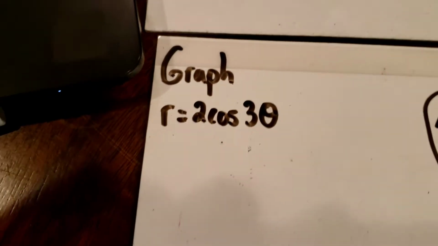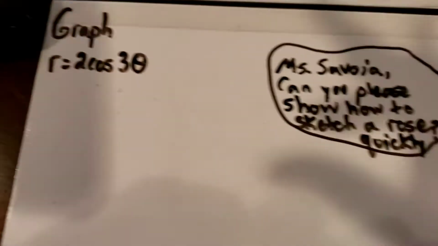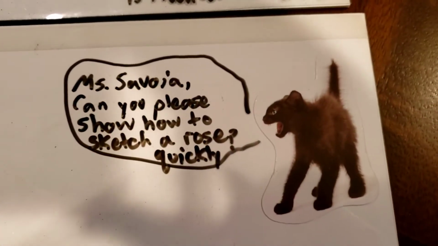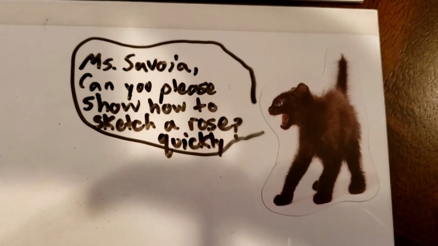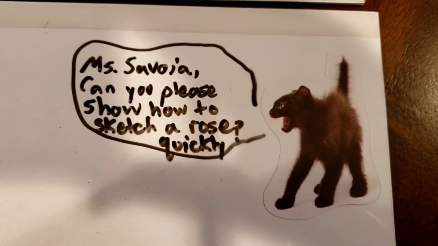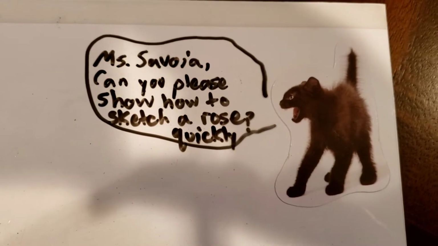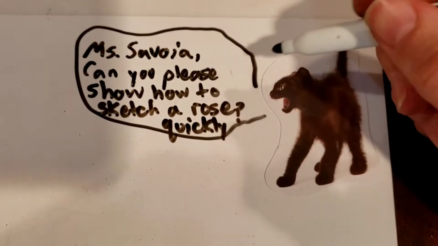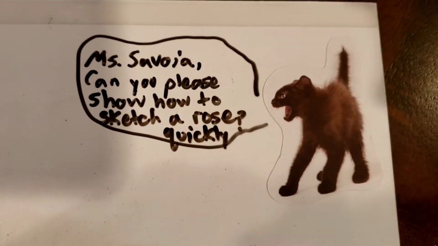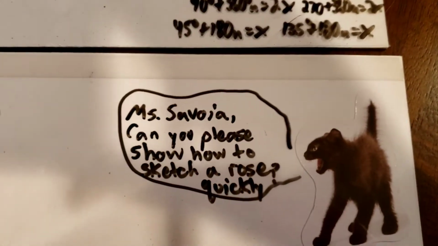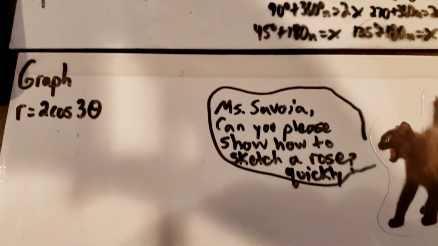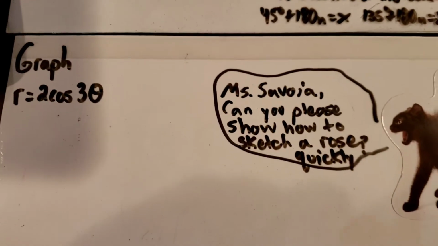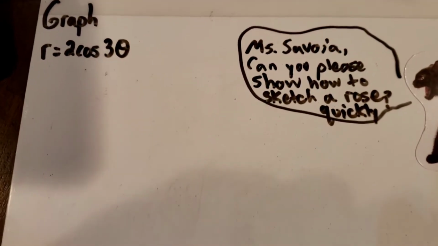And so I got asked by one of my favorite cats, they said, Miss Savoya, can you please show how to sketch a rose quickly? I guess Rachel wasn't a big fan. This is my cat friend Rachel. She wasn't a big fan of all of this work that we had to do for the last one. So sure, I'll show you the quick way to graph this rose.